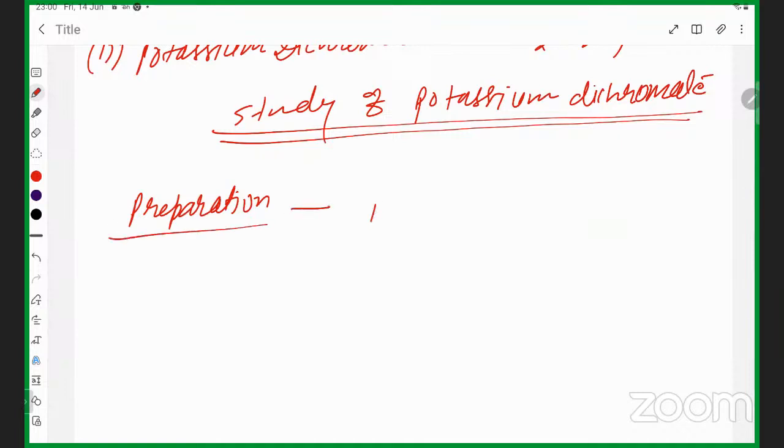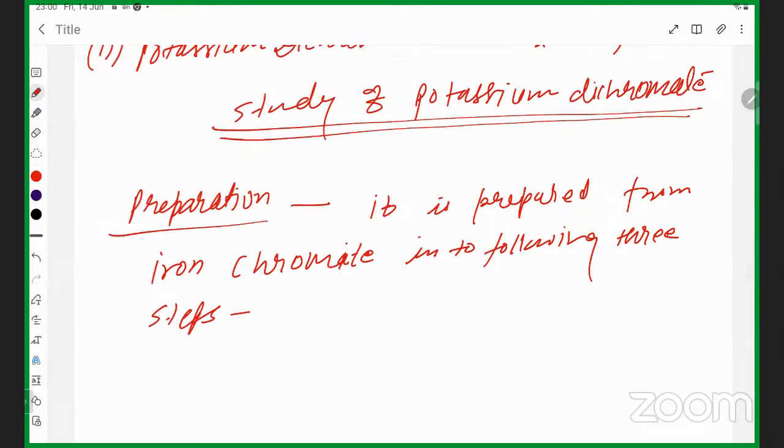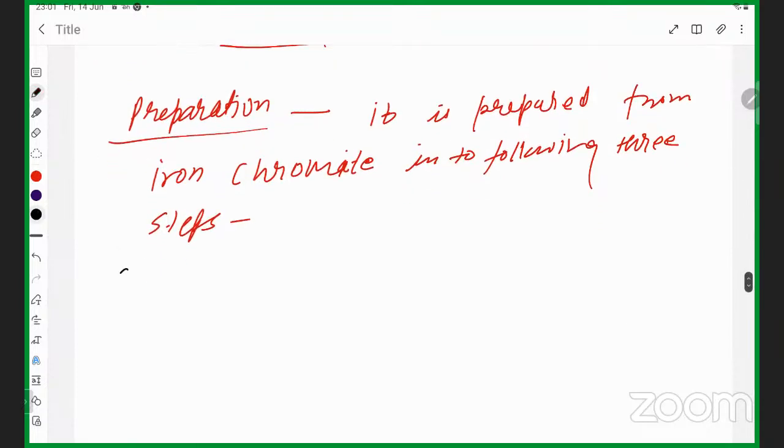It is prepared from iron chromite in the following 3 steps. It involves 3 steps. So what are the 3 steps?